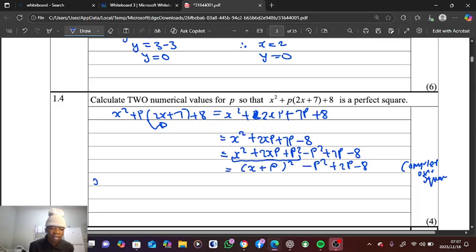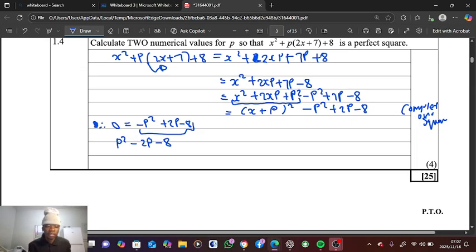Therefore, we can say that 0 is equal to negative p squared plus 7p plus 8. So we can simply take these things to the what? To the other side. We're gonna have p squared minus 7p minus 8. So here we can equate it to what? To 0.